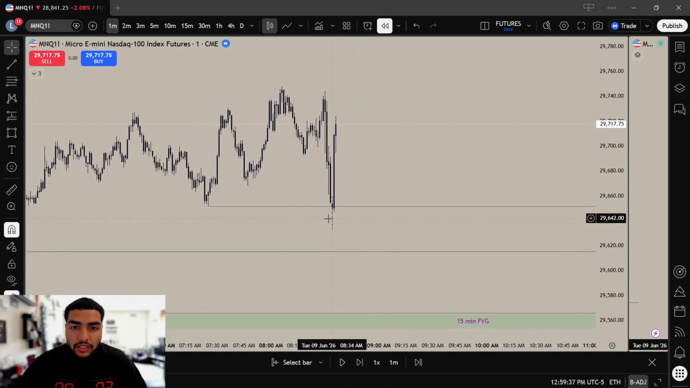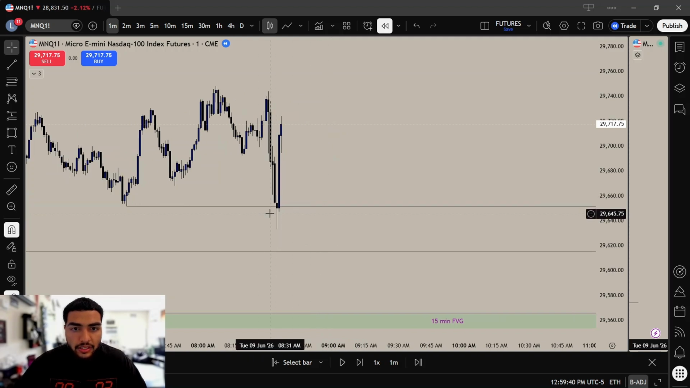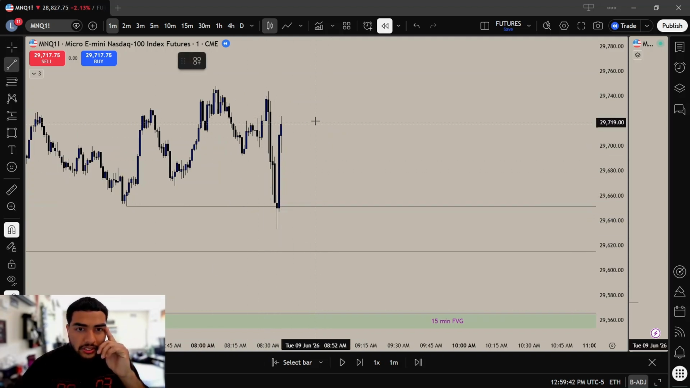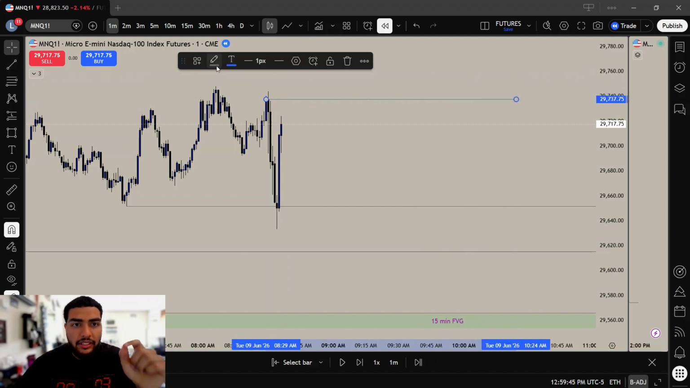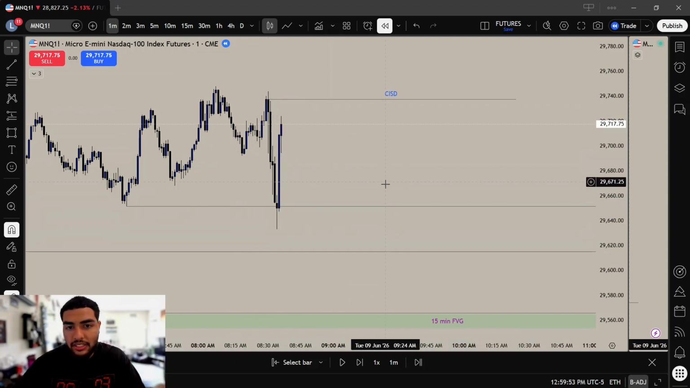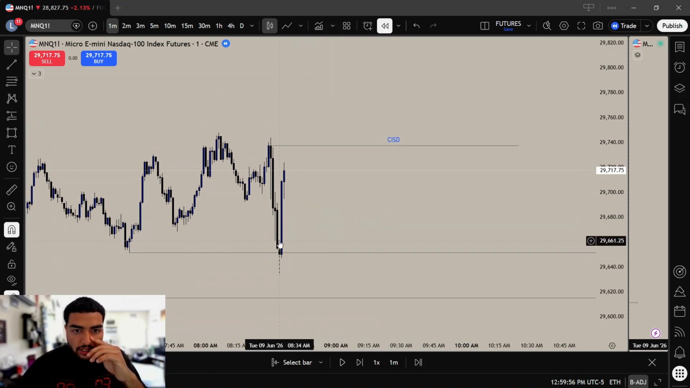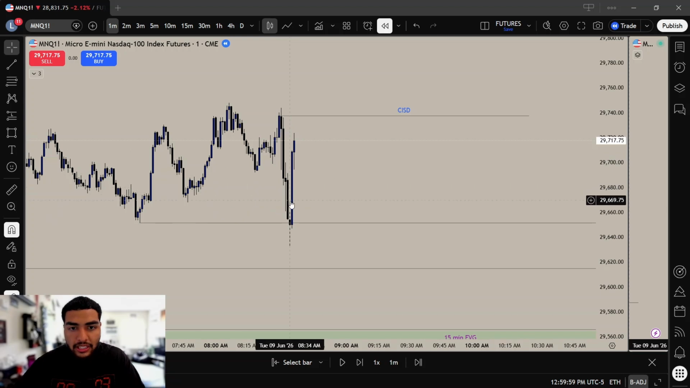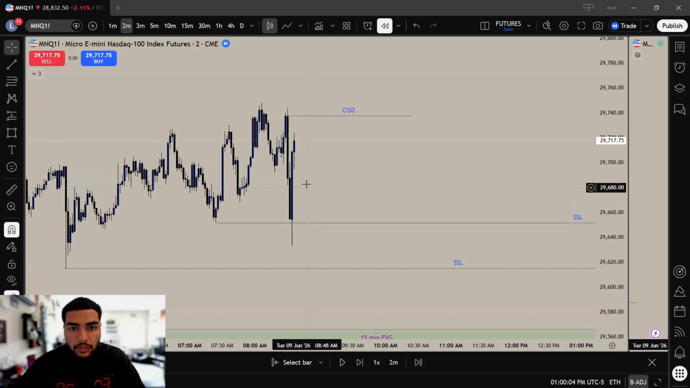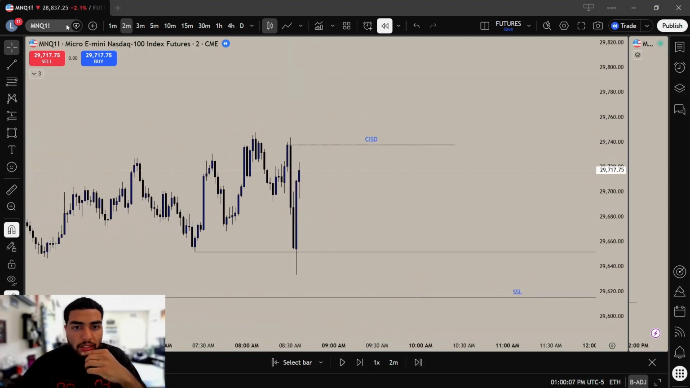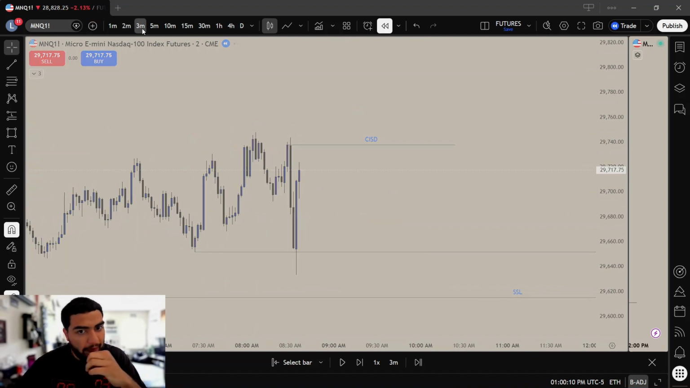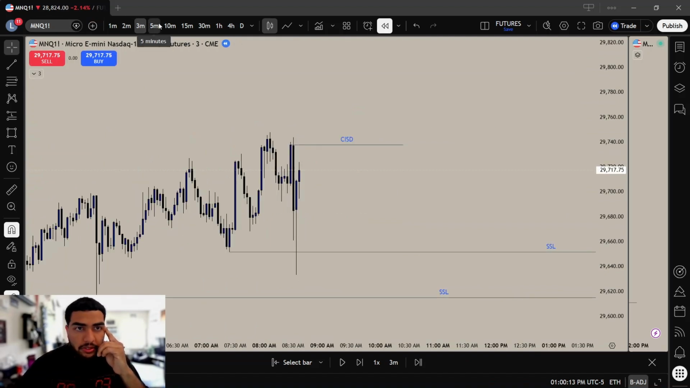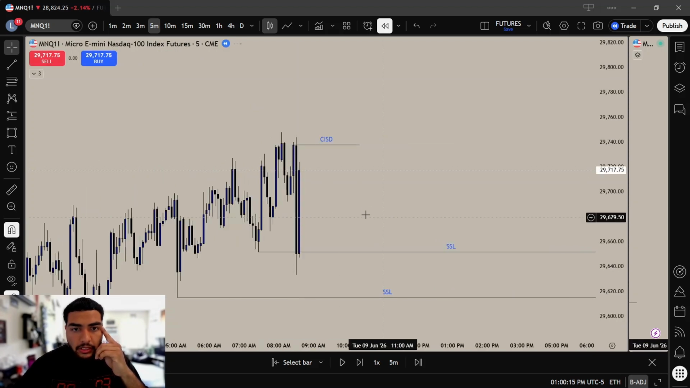You see this, we created this CISD right here. This is what I would have done, because this series of candles came and just wicked this sell side liquidity, took it out. Now we're looking for an inversion on the highest time frame. We don't have any inversion here, no fair value gaps there. Let's see if we have one on the 3 minute. We do not have one on the 3 minute. I doubt we have one on the 5 minute. Nothing on the 5 minute.